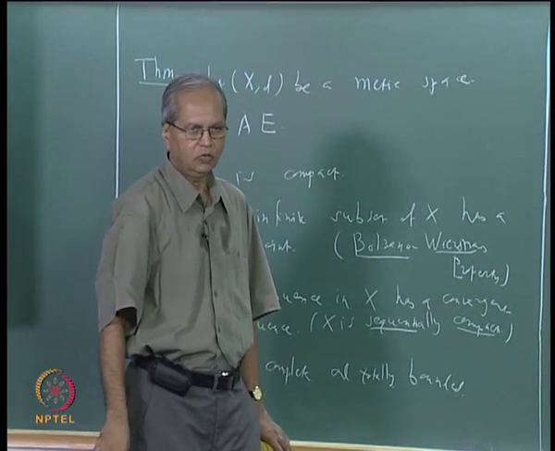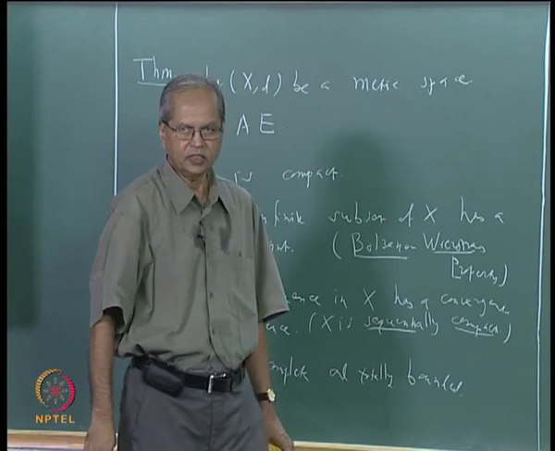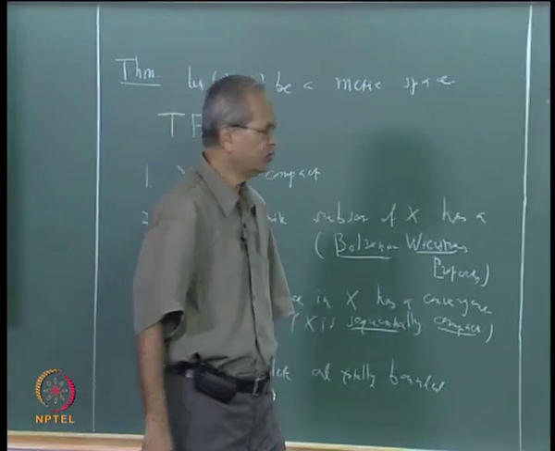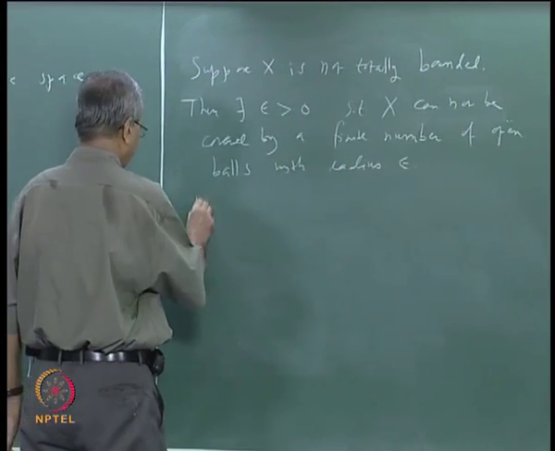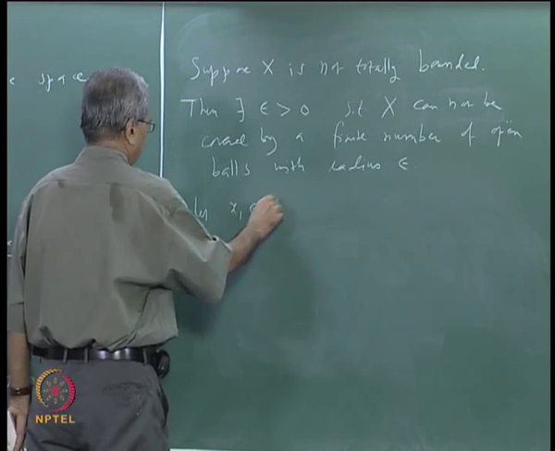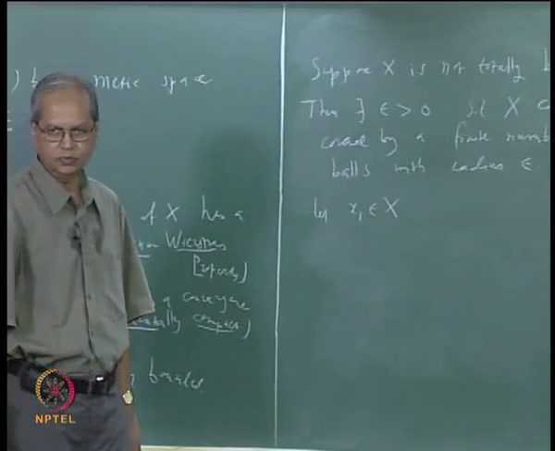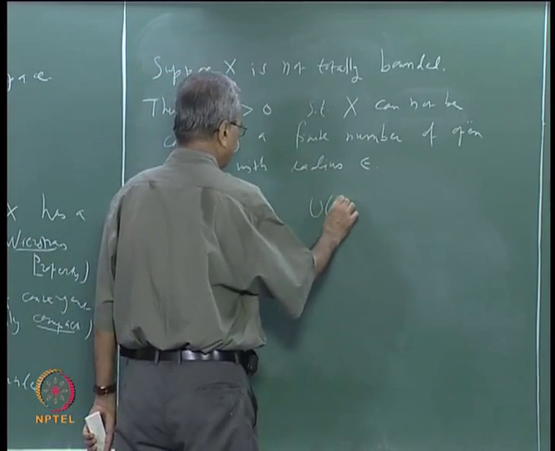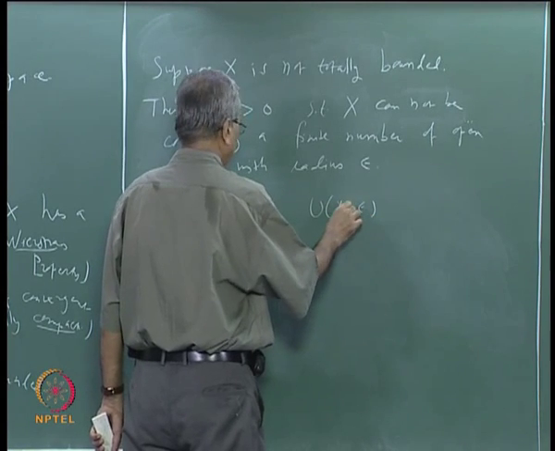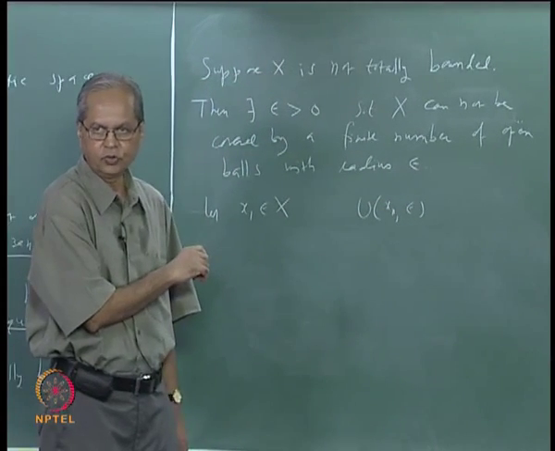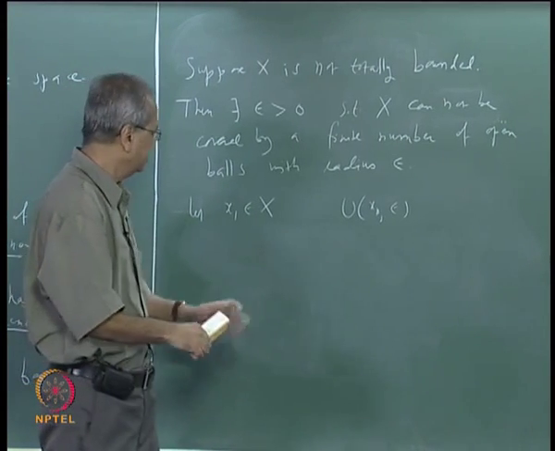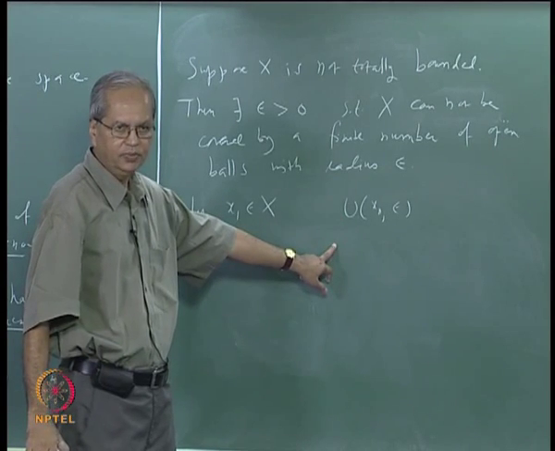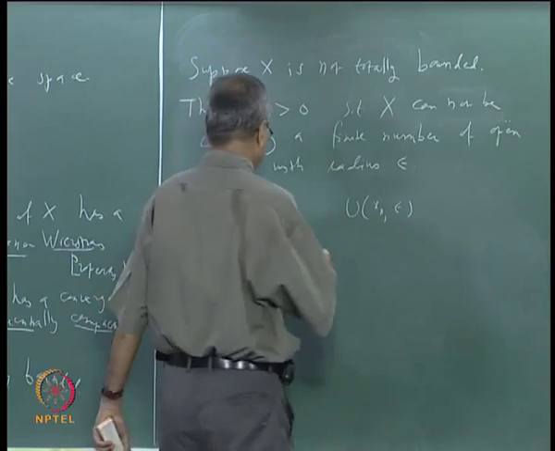Now we proceed as follows. Using this, we can construct a sequence which cannot have any convergent subsequence. That is the idea. So how do we construct it? We start with any arbitrary element x1. Let x1 belong to X. Then we know that U(x1, epsilon) cannot cover X. That means there should exist some x2 which is outside this ball.